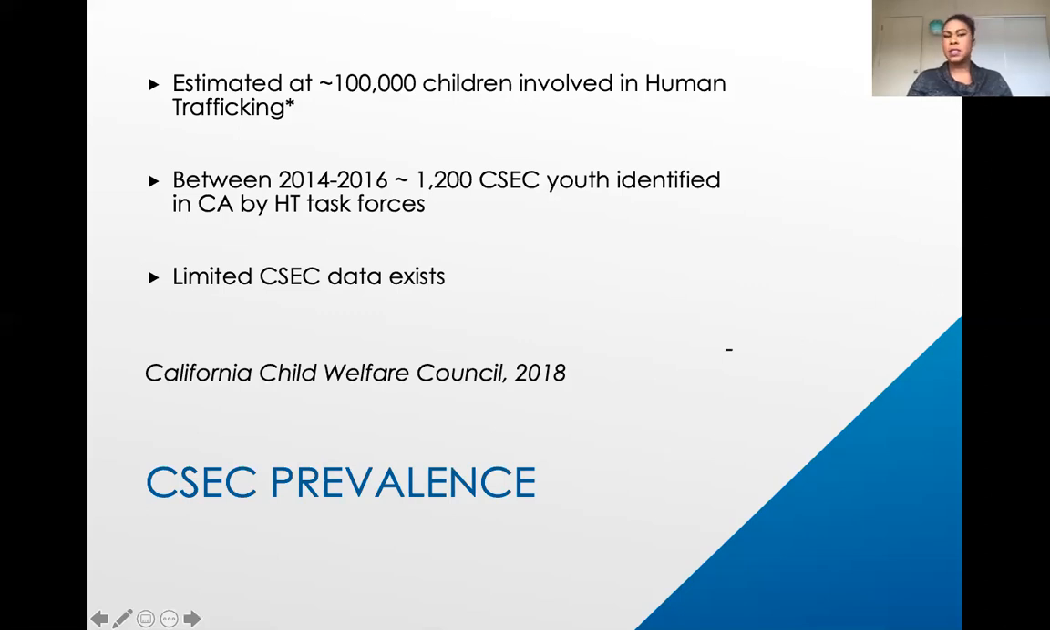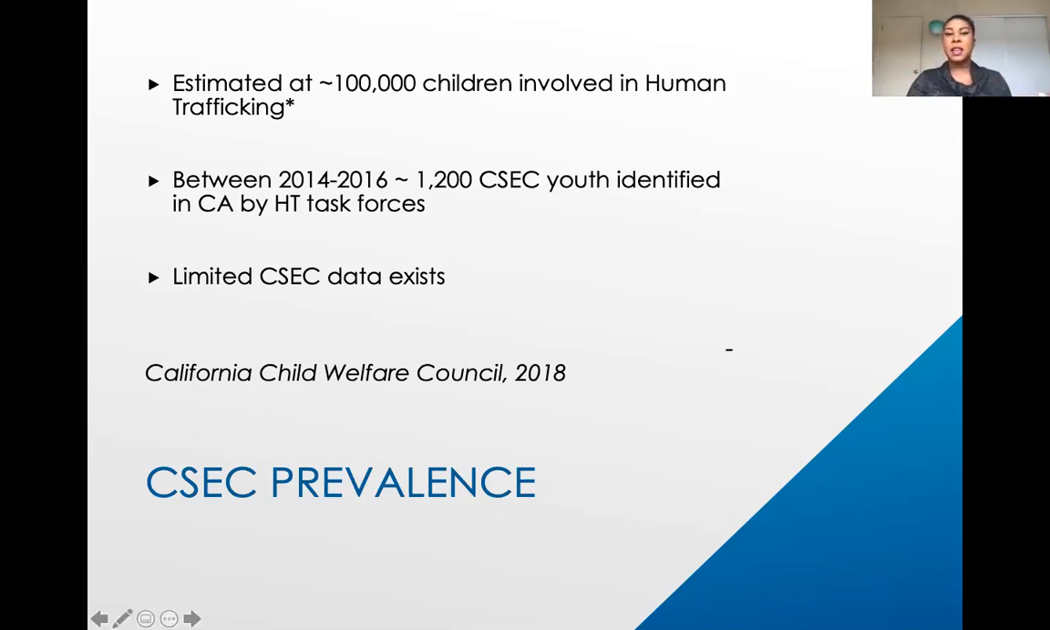So how often does this happen? That's an important thing to consider. There's a lot of different data out there, but the biggest thing is that limited data exists. At one point, it was estimated that 100,000 children were involved in human trafficking in the United States. That number has since been rolled back, but you're going to hear that number a lot.